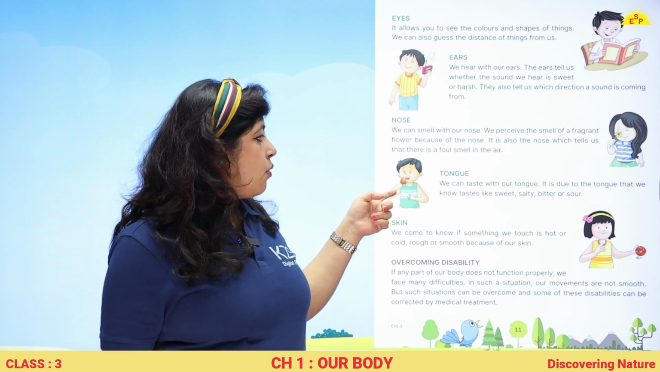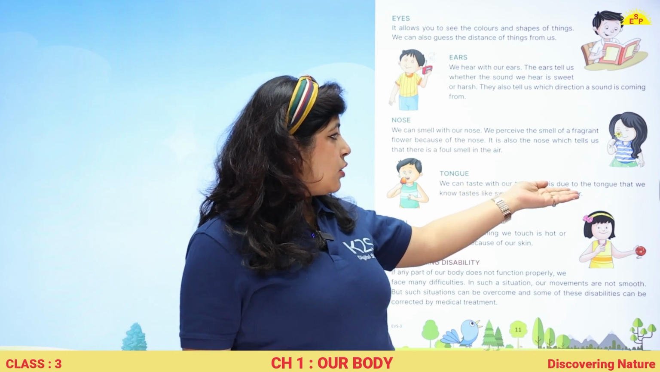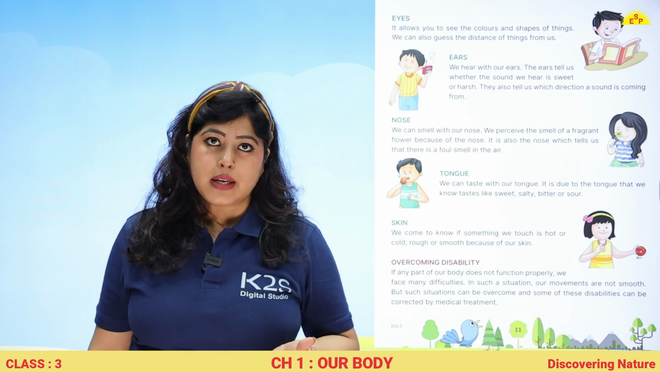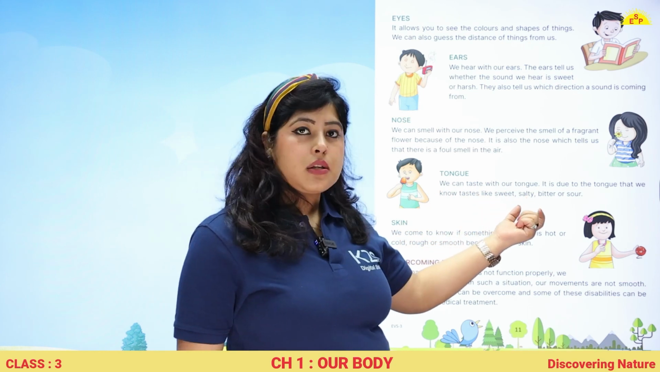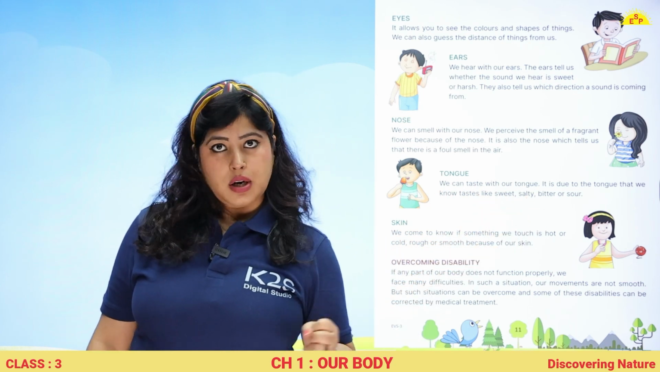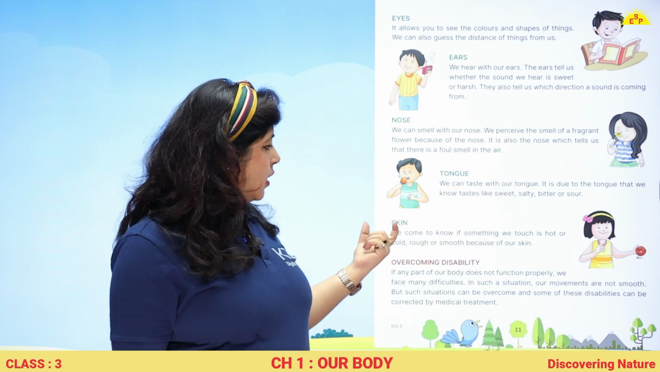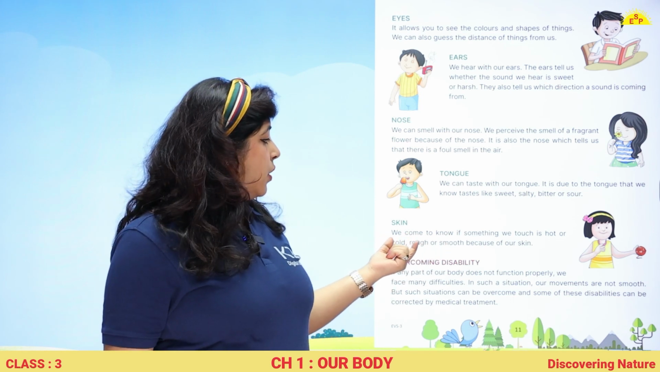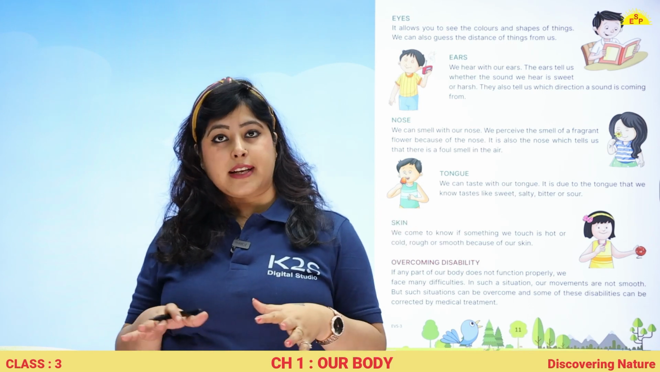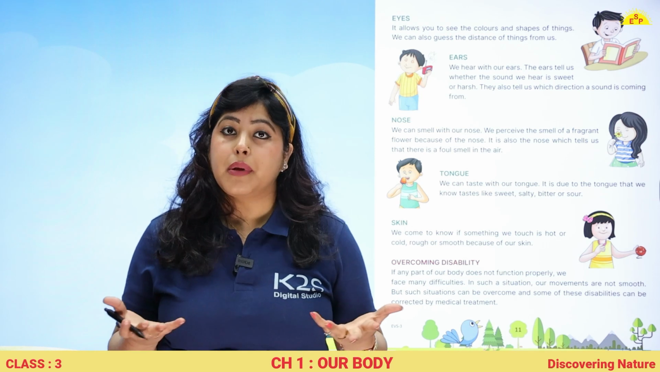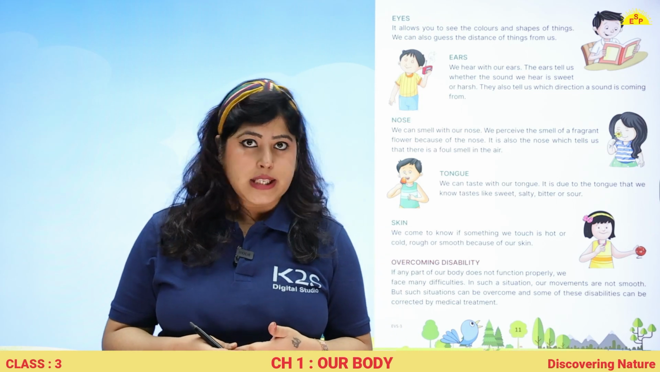We'll see the boy who is enjoying his ice cream. We can taste with our tongue. It is due to the tongue that we know about different type of taste. अब हमें अपनी टंग से ही अलग अलग टेस्ट का पता चलता है, जैसे कि कोई चीज स्वीट है, सॉल्टी है, बिटर है या फिर सार है, मीठी है, नमकीन है, कड़वी है या खट्टी है. Now we study skin. We come to know if something we touch is hot or cold, rough or smooth. तो किसी भी चीज का टेक्सचर, कोई चीज गर्म है या ठंडी, ये सब हमें कैसे पता चलता है? जब हम उसे टच करते हैं. तो टच करने वाला सेंस ऑर्गन होता है हमारा स्किन.